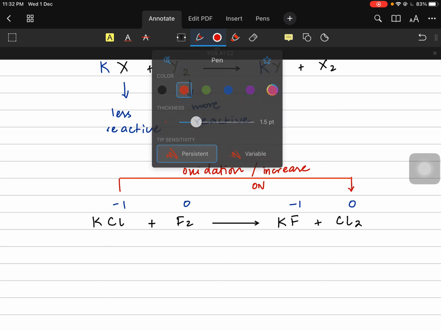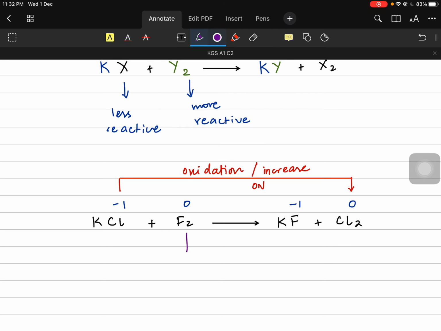What about the fluorine? It changed its oxidation number from a 0 to a -1, and that is obviously a decrease in oxidation number, so this is going to be a reduction. Fluorine must have gained electrons because obviously this is what reduction is all about, and chlorine must have lost electrons.